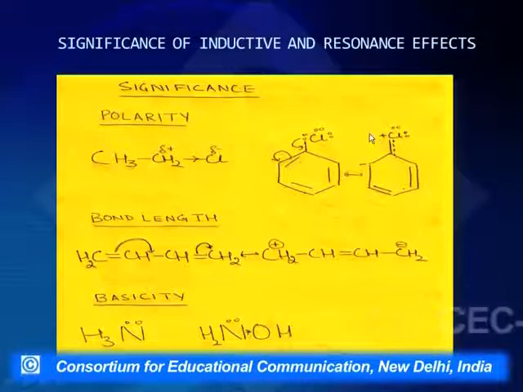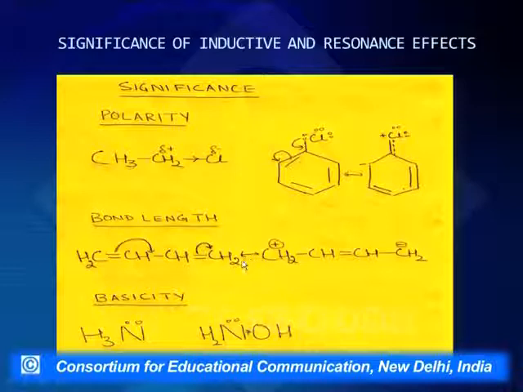But we know dipole moment is measured by Q into D. So here this distance, the bond length, is less because of which effect? The resonance effect, and the chlorobenzene is less polar as compared to ethyl chloride.